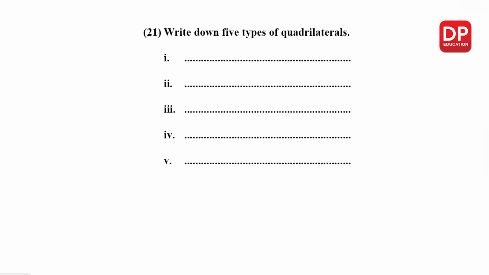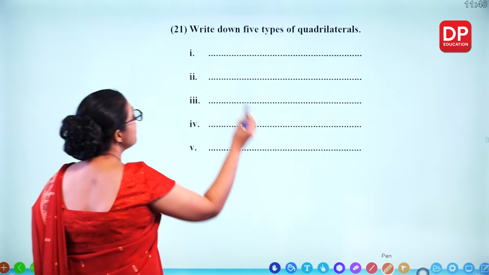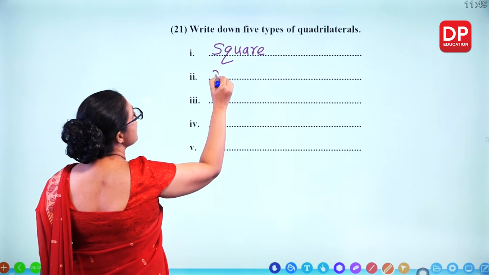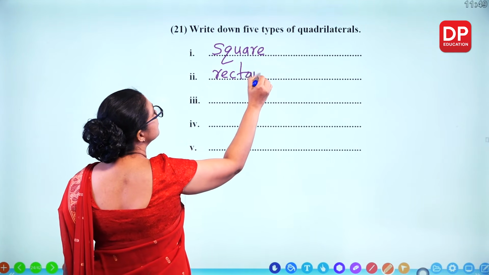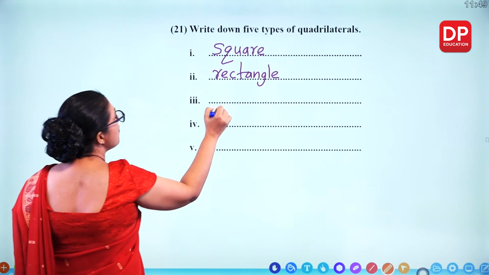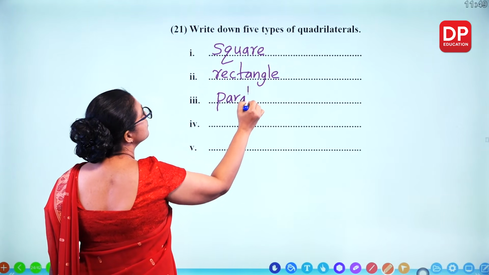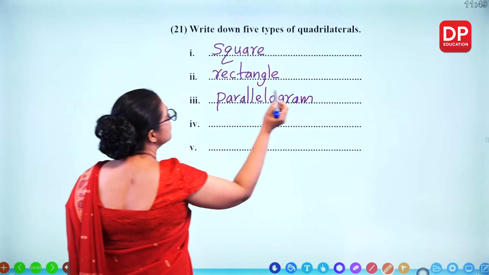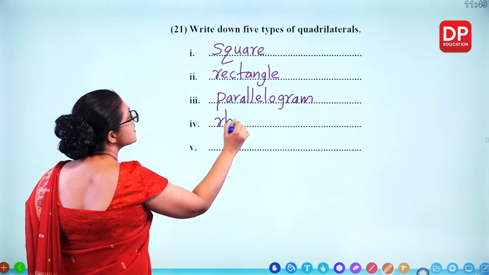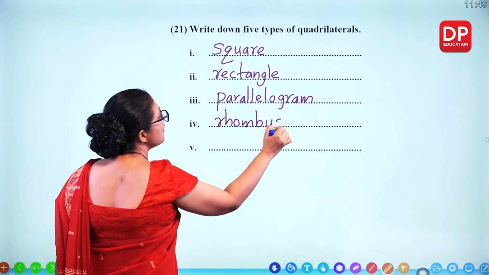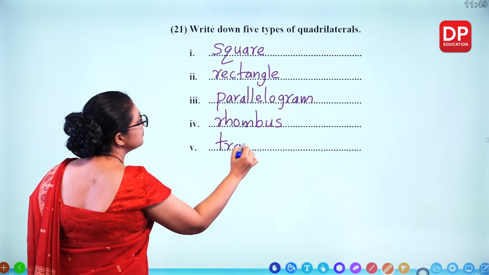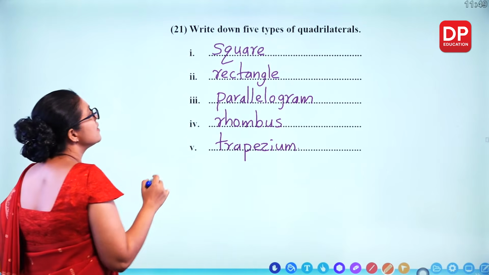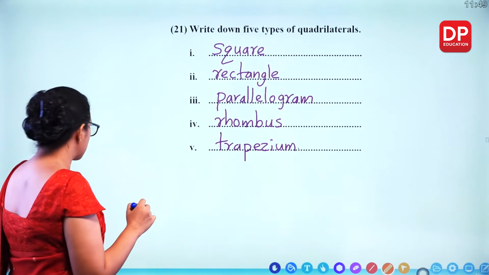Write down the 5 types of quadrilaterals. Can you remember? Square. Then rectangle. Parallelogram. Then we talked about rhombus. And then trapezium. Those are the 5 types of quadrilaterals.